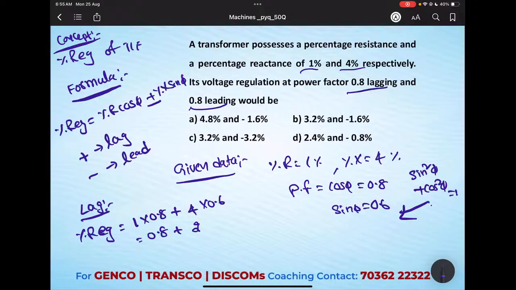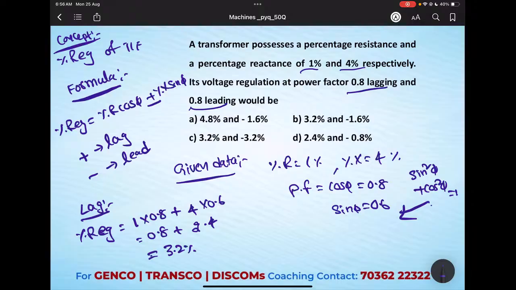How much will it come? Let's calculate. It will be 2.4. It is going to be 3.2%.